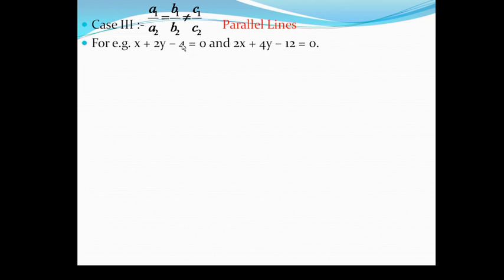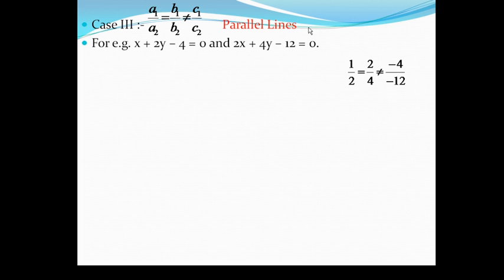See, x plus 2y minus 4 is equal to 0 and 2x plus 4y minus 12 is equal to 0. Here A1 is 1, A2 is 2, B1 is 2, B2 is 4, C1 is minus 4, again you have to consider the sign, and C2 is minus 12. Let's compare. What we received is 1 upon 2, then again it is also equal to 1 upon 2, both these are equal, but they are not equal to 1 upon 3.